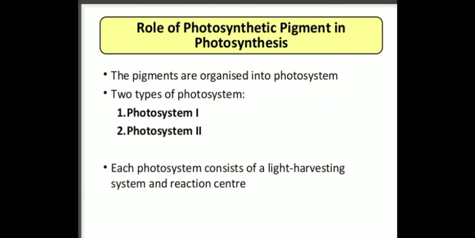Next, the role of photosynthetic pigments in photosynthesis. The pigments are organized into two photosystems, that is photosystem first and photosystem second. Each photosystem consists of a light harvesting system and a reaction center. The light harvesting system includes a quantity of chlorophyll pigments, with the reaction center as chlorophyll A, while other pigments are like chlorophyll B, C, D, E, carotene, xanthophyll, etc.